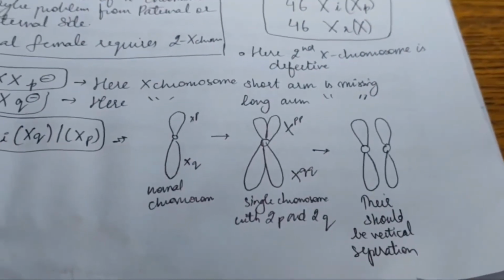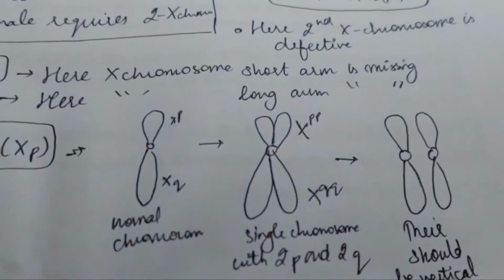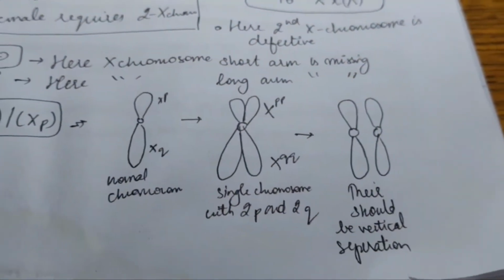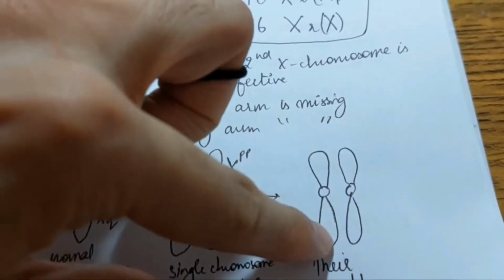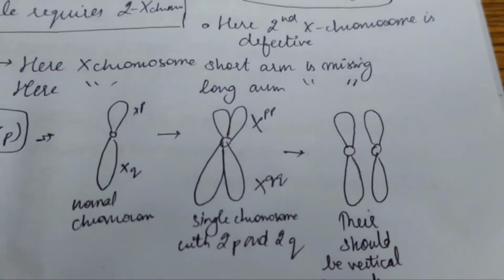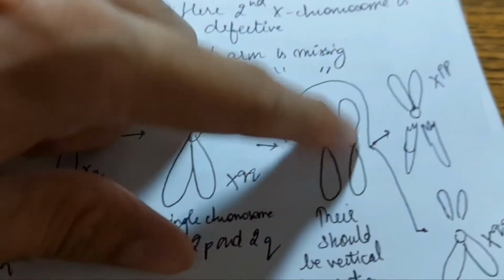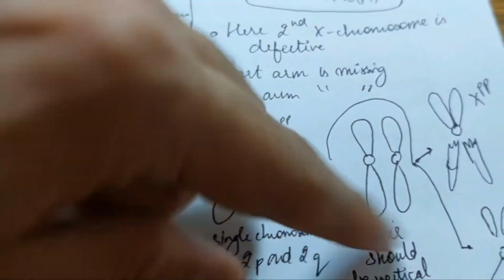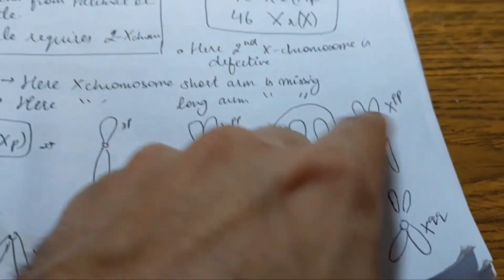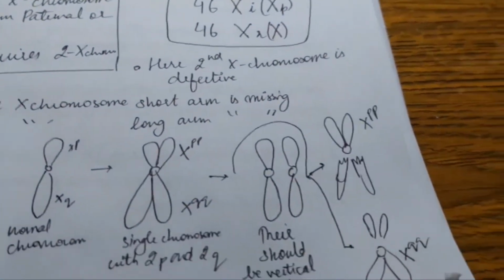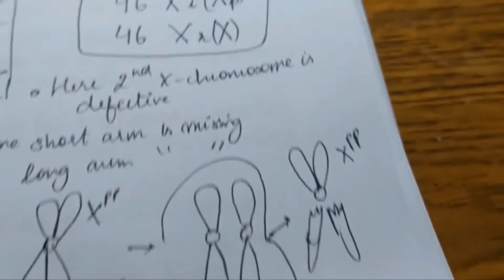So this is the normal way of division. The two sister chromatids separate and we get two chromosomes. So when normal separation happens, it happens in the vertical direction. But sometimes, very rarely in gametogenesis, there is horizontal division, okay. This means that the two p arms separate together and the two q arms separate together.